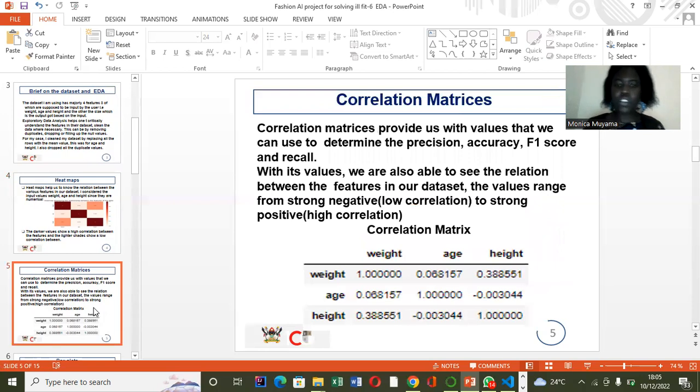Then correlation matrices provide us with values that we can use to determine the precision, accuracy, F1 score, and recall. With these values, we are also able to see the relationship between the features in our data set. The values range from strong negative, that's low correlation, to strong positive, that's high correlation.